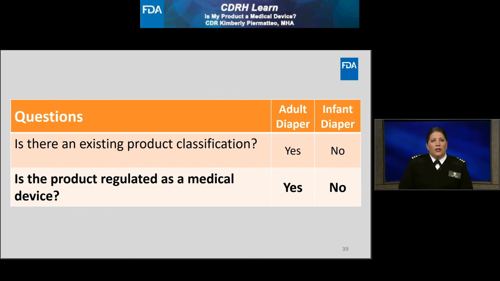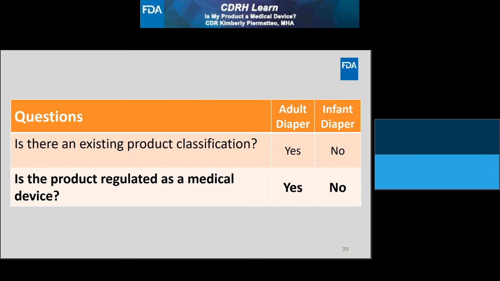Tying this back to my original intent for this example, which was to determine whether either diaper would be regulated as a medical device, I can conclude that because there is an existing classification for the adult diaper, yes, it would be regulated as a medical device. And the infant diaper would not be considered a medical device because the existing classification I did find specifically excluded infant diapers.